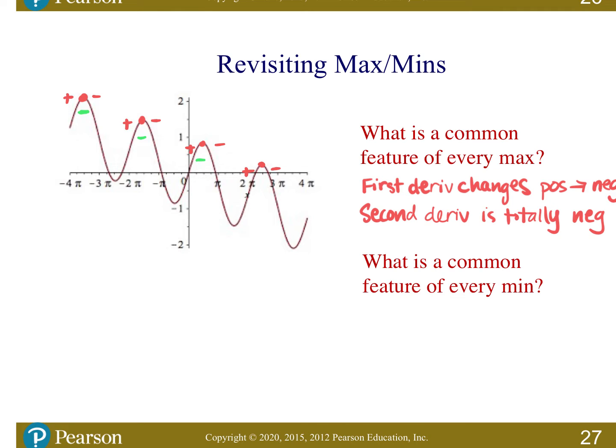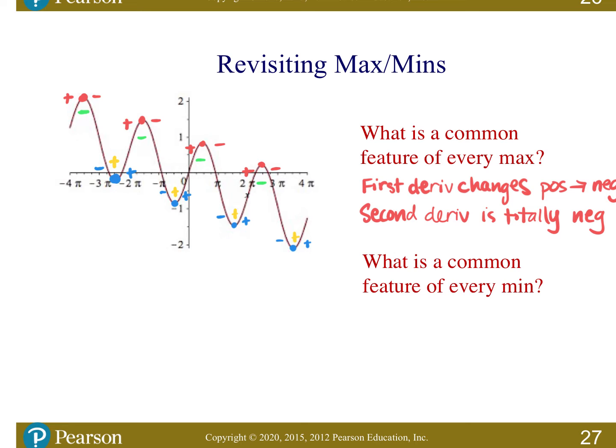And so the same or something similar can be said about every min. The common feature of every min is that the first derivative is changing in a way that's going from negative to positive, but the concavity is fully what in that section? Positive. Fully positive in that section. And so every min here is going from negative to positive first derivatives, but sitting at the bottom of a fully concave up section. So all of these have concave up sections.